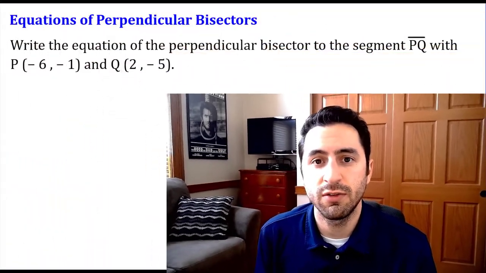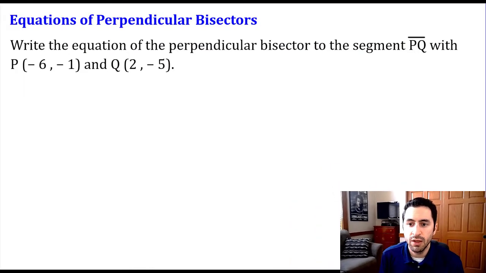So let's take a look at an example, talk through that process, and see what we end up with. So the example I have: write the equation of the perpendicular bisector to the segment PQ, and the points here, we have P is (-6, -1), and Q is (2, -5). Let's start with the slope. So if I'm going to find the opposite reciprocal slope, I need to find the slope of PQ first.